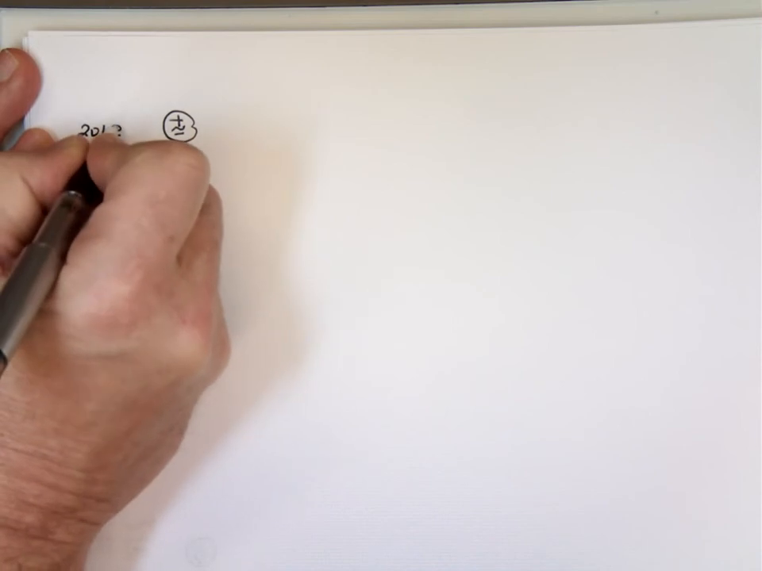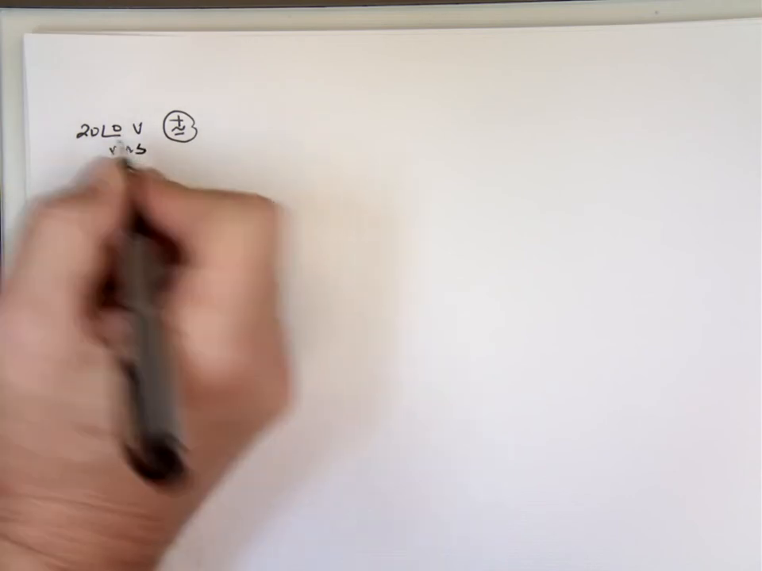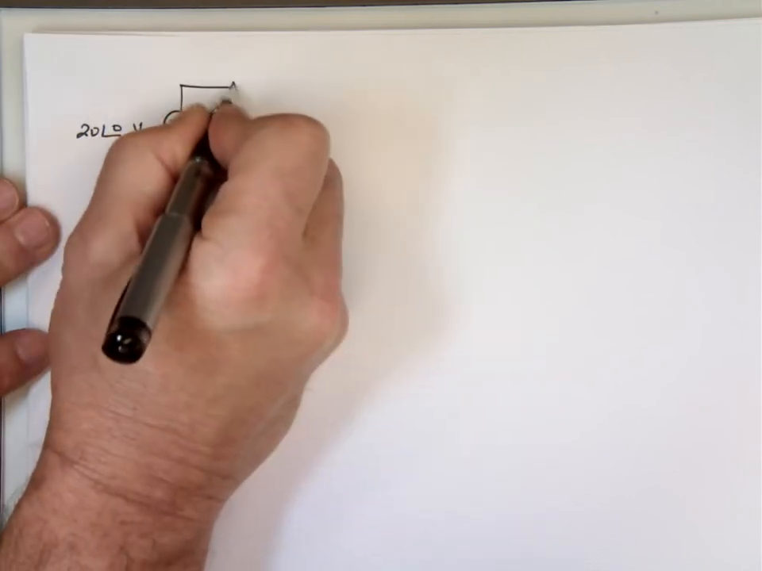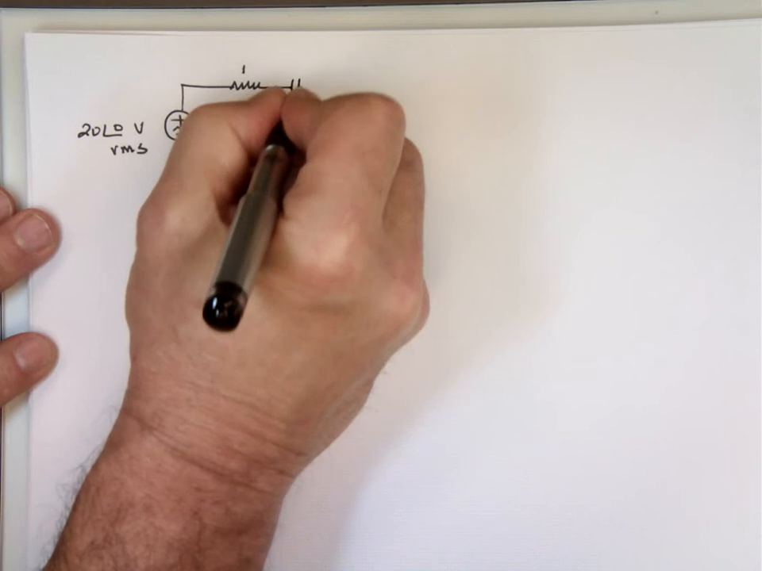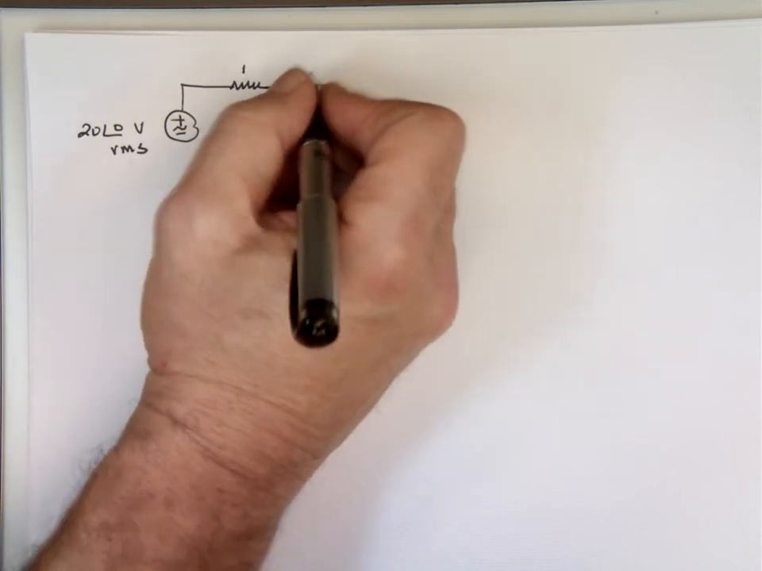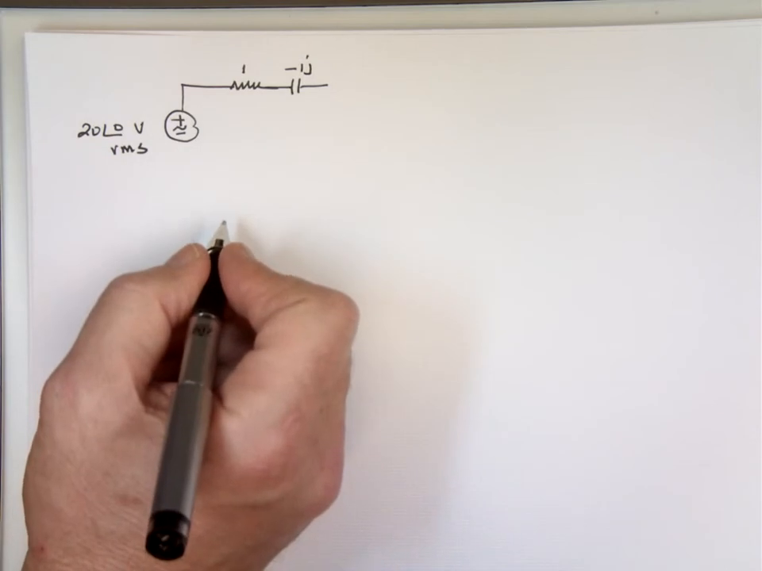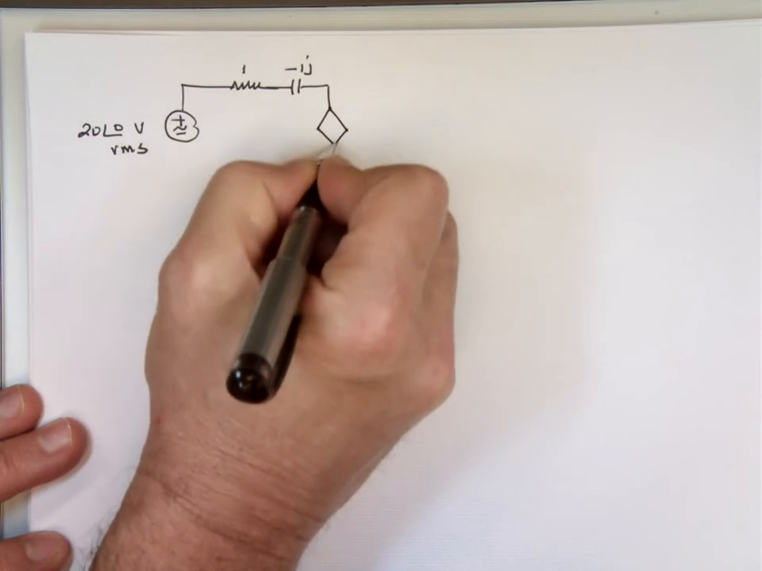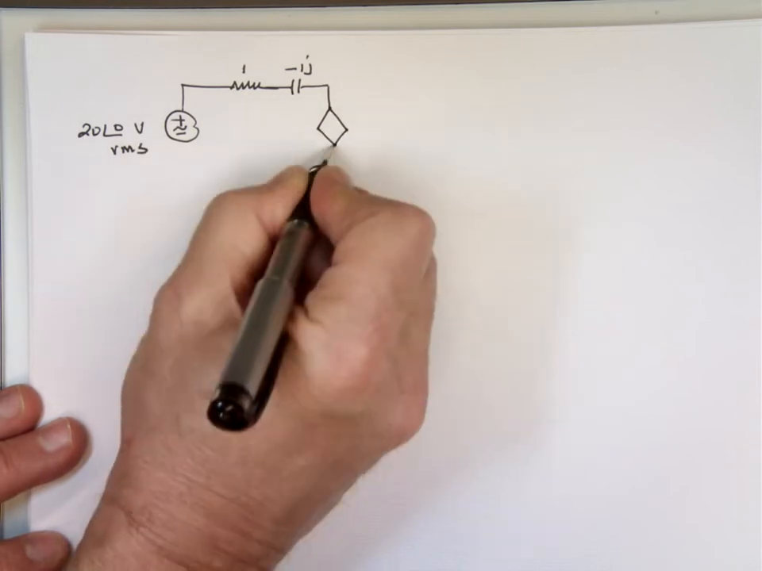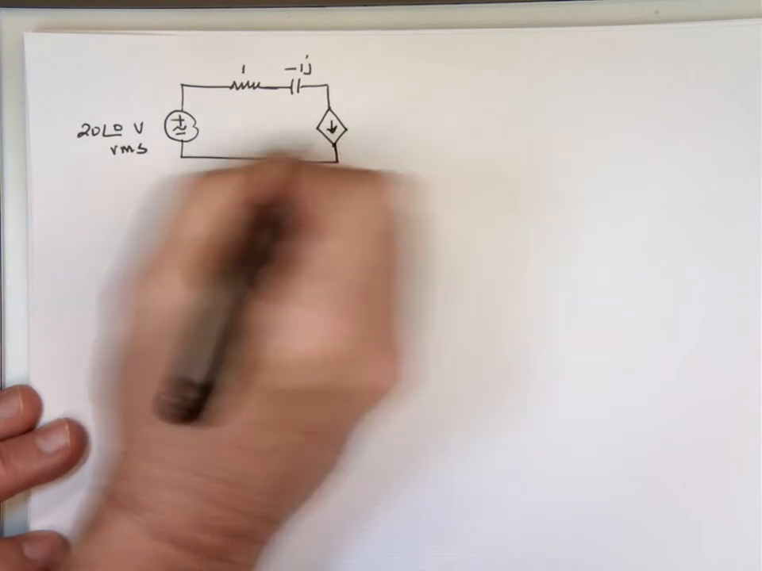That's voltage RMS. Notice you only have a 1 ohm resistor here. We have a capacitor here of negative 1j. We have a dependent current source, not a voltage source. I wouldn't normally do that many dependent sources. It's pointing down, and the value of that is 2 times Vx.